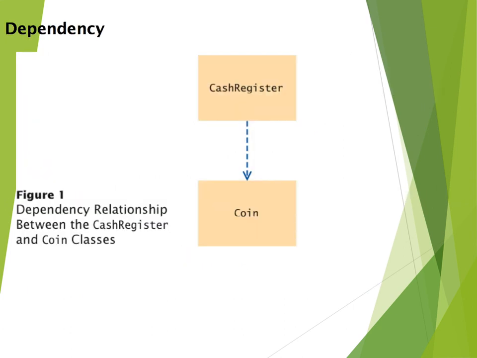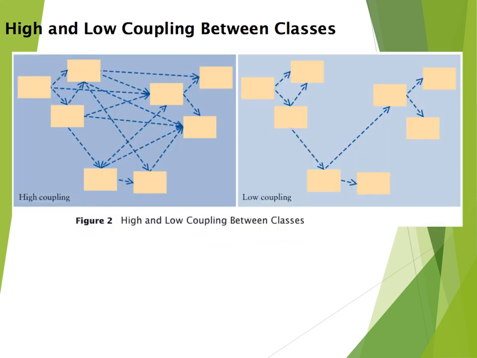This simple diagram represents the dependency between cash register and coin class. As you see in this diagram, cash register depends on coin. However, coin doesn't depend on cash register because there is no arrow starting from coin ending at cash register. Here is the outline of a high coupling design and a low coupling design.